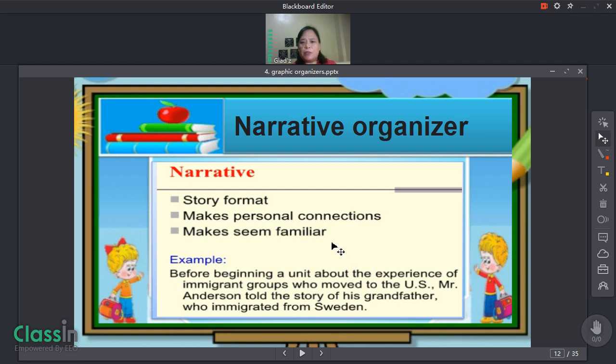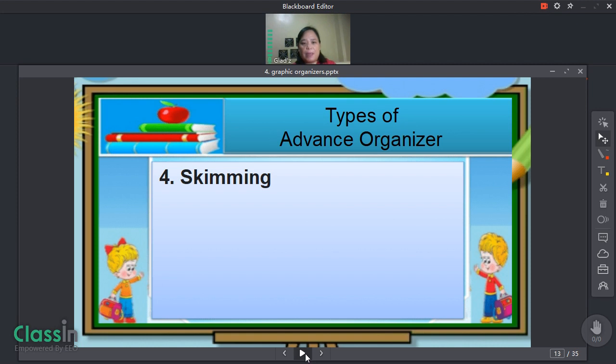Okay, it seems familiar, since once a teacher narrates a story, the students will realize that the story seems familiar to them, and then they will have an idea of what the lesson or the topic is about to discuss.